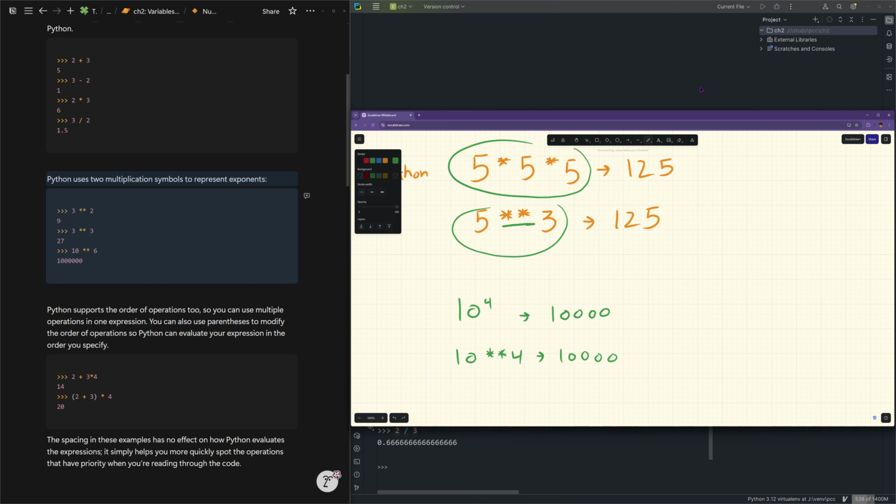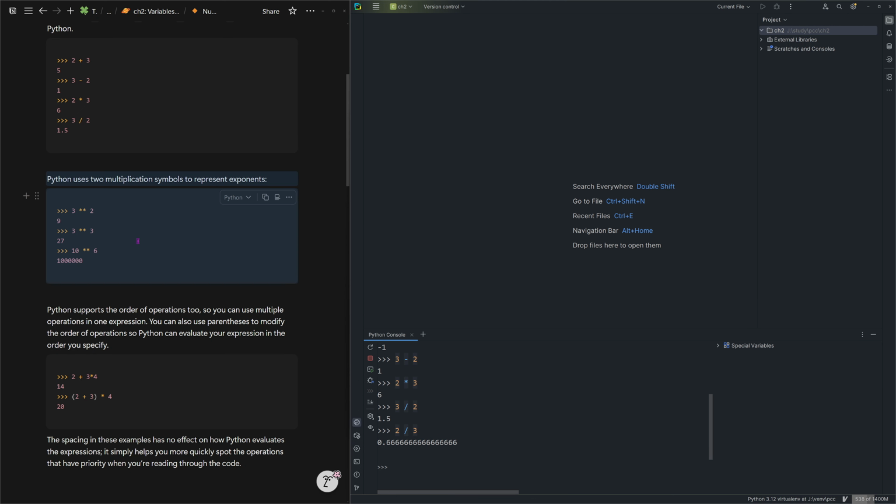So I guess it's clear now. So let's go to our code and see. 3 double asterisk 2. That's 9. So 3 times 3 is 9. And just a side note, you don't need spaces between your operations. 2 plus 3 will work the same way as 2 space plus space 3. In the same way, 3 double asterisk 2 will work the same way with spaces.